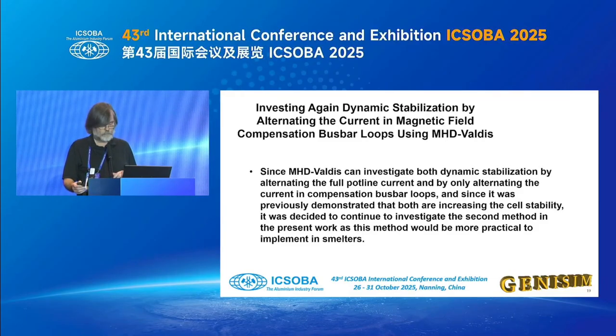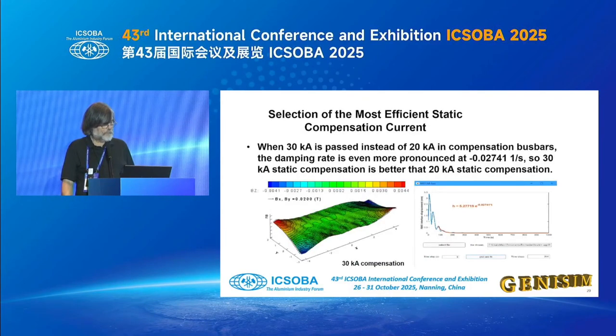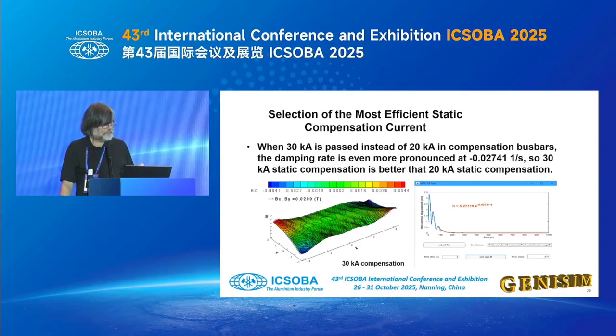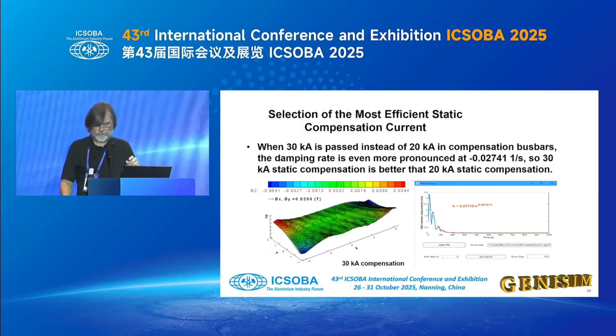And I will not do it the same way, because it's not a practical way to oscillate the full pot line. But you can do it by oscillating the current in the compensation loop. That is way more practical. It has the same effect. Here I'm raising the point that the static compensation is better at 30 kiloamps, because I'm getting an even bigger damping. And so that will be my base for my static compensation, and on top of it, I will have a dynamic compensation.